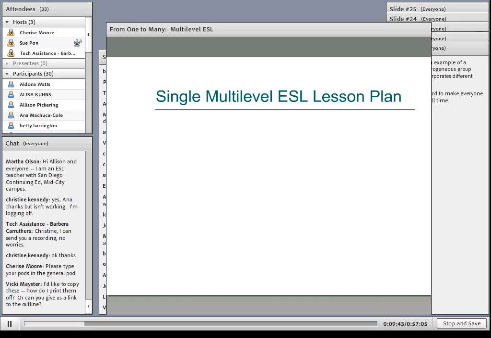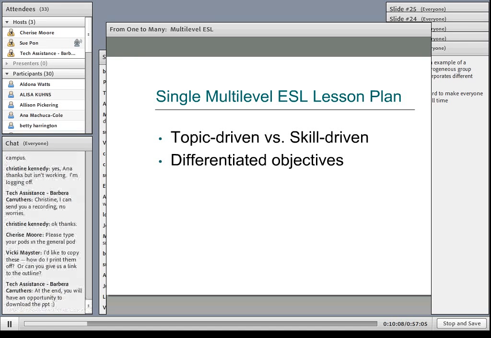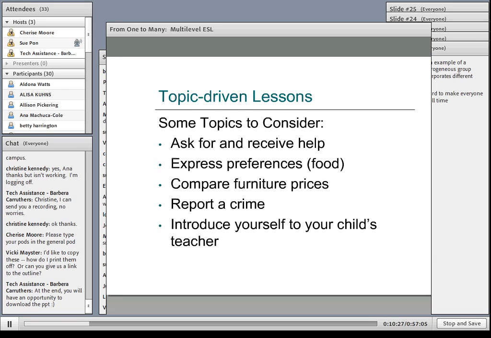Today I'd like to offer you an alternative. The alternative is a single multi-level ESL plan that has 3 characteristics. The first being that it is topic-driven as opposed to skill-driven. The second characteristic is that there are differentiated objectives for the different levels that you have, or some of the different levels. You don't want to be writing 30 different objectives for your students, as well as differentiated learning activities for the different levels. So now let's look at some examples of these characteristics.